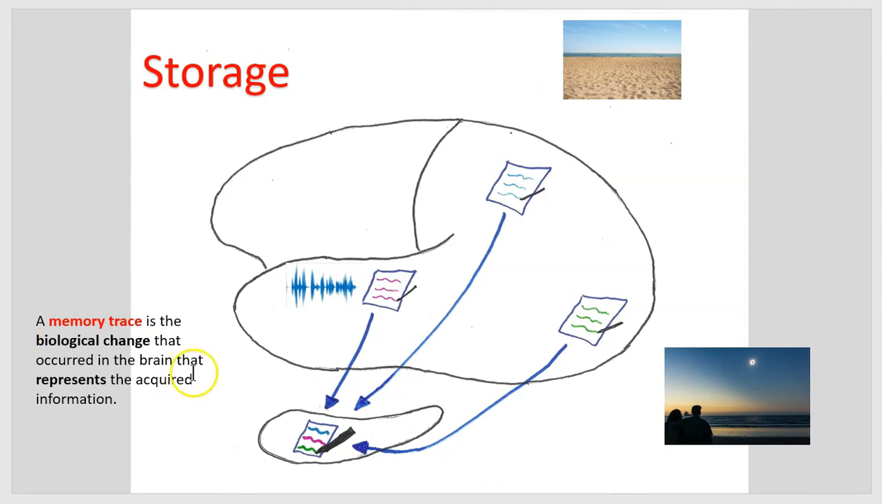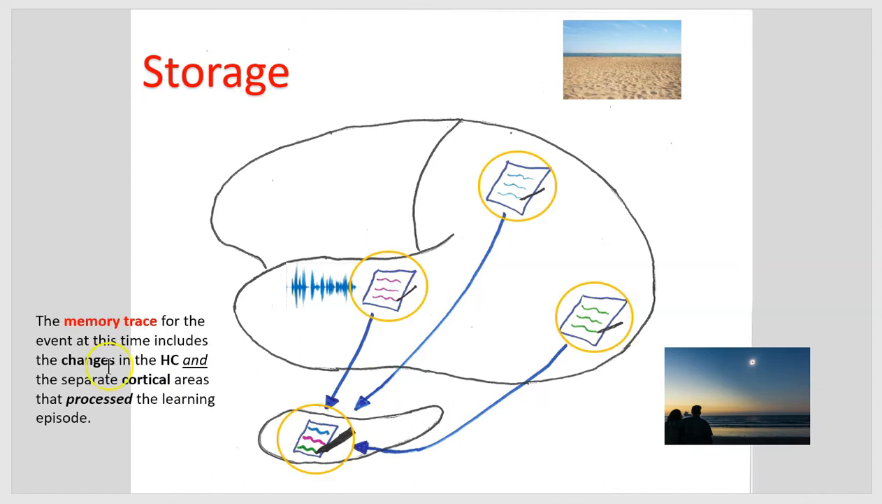All right, so we'll also define the term memory trace. A memory trace is the biological change that occurred in the brain that represents the acquired information. So at this stage then, the memory trace includes the changes that happened in the hippocampus among those activated hippocampal neurons, but as well changes in synapse strengths up here in the cortex in these distributed areas. So we have a distributed memory trace for this learning event at this time.